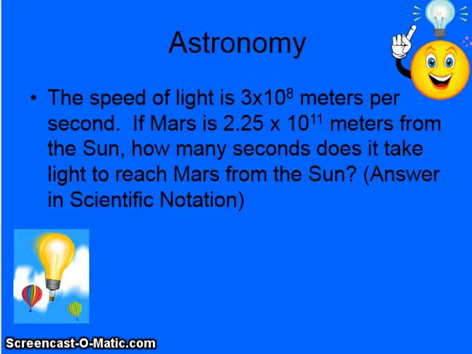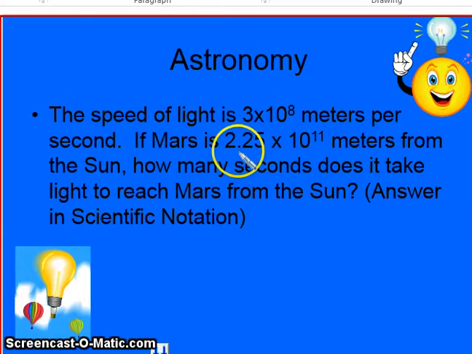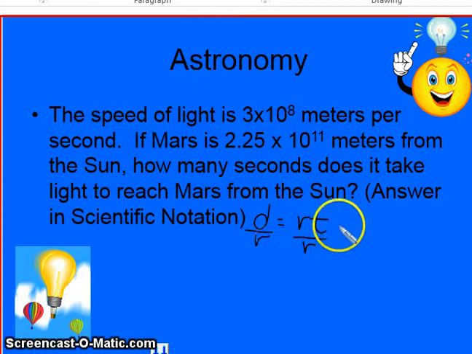And here's our last example. Again, needs to go in your notebook. The speed of light is 3 times 10 to the 8th meters per second. If Mars is 2.25 times 10 to the 11th meters from the Sun, how many seconds does it take the light to reach Mars from the Sun? And we want the answer in scientific notation. Now, remember we have the distance formula, which is distance equals rate times time. Now, in this case, we're looking for time, so we need to solve this equation for t by dividing both sides by r. Now that tells us that time is equal to distance divided by rate. So that's how we're going to solve this.